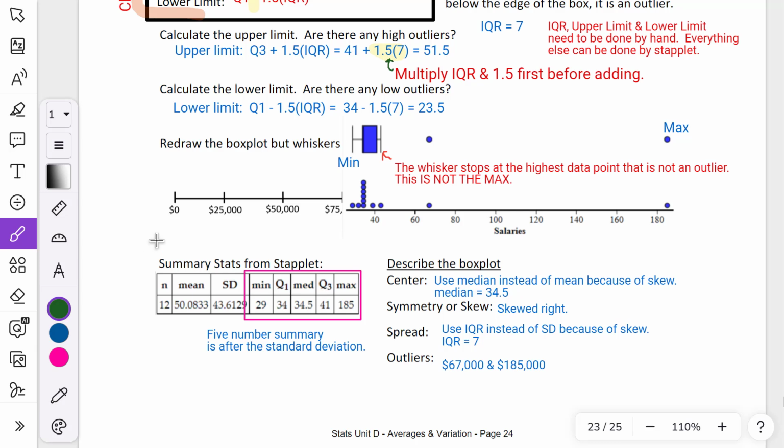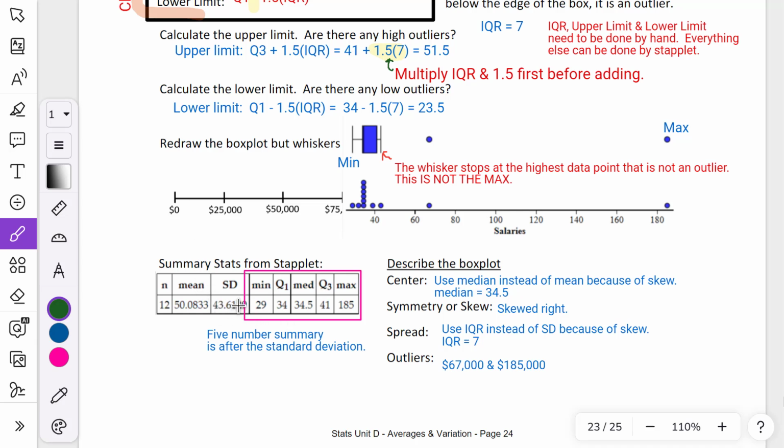Describe the box plot. Use the median instead of the mean because of skew. Because we do have this skew, anytime you've got an outlier, use the median, period, okay? Just use the median. And it is skewed to the right, so it's stretched out to the right. Use IQR. IQR is like the median of spread, so don't use standard deviation because we do have some other values.